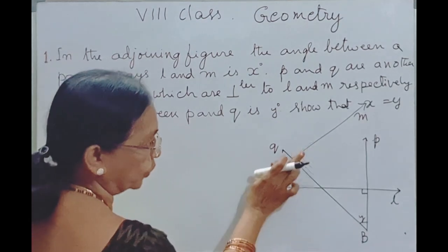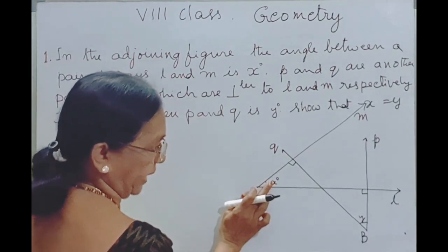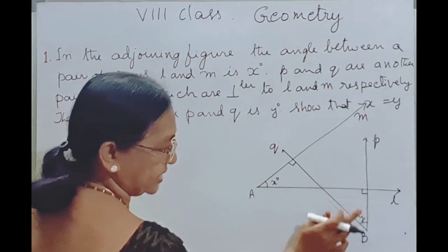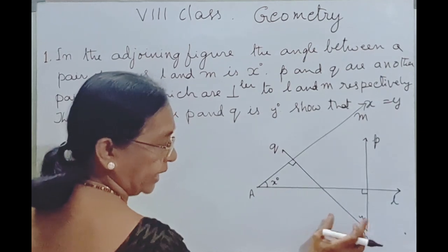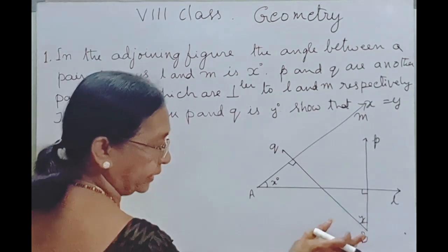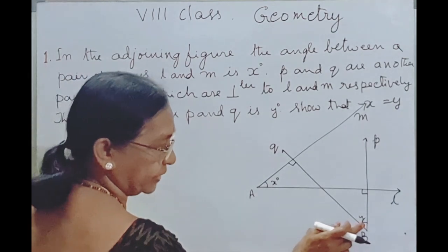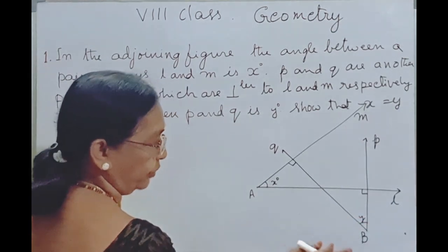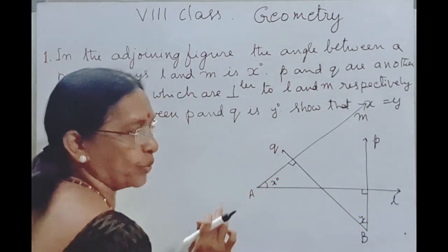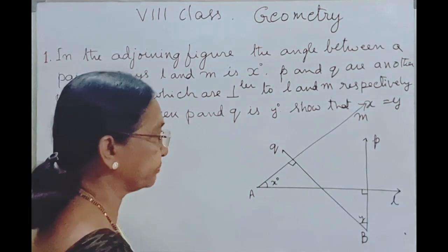So, two rays forming an angle x and another two rays forming an angle y. These two rays are perpendicular to the first two rays. Then the angle between these two rays is y. Now we have to show that these two angles are equal.